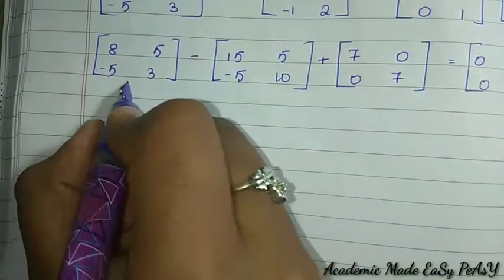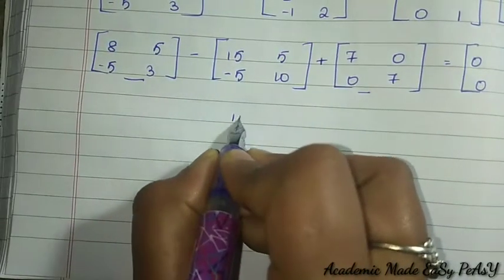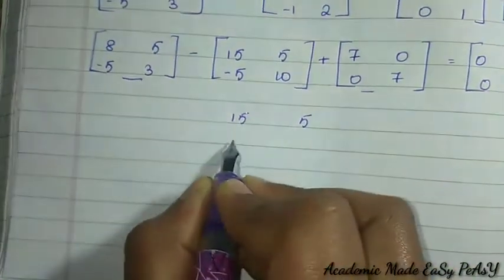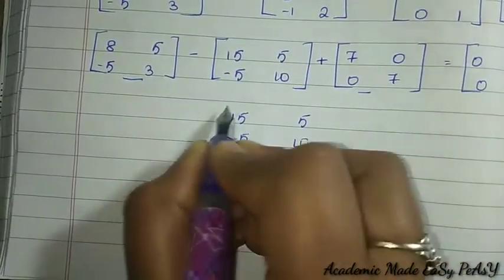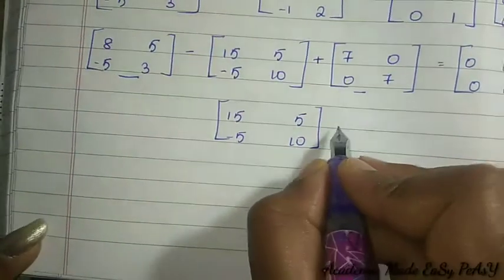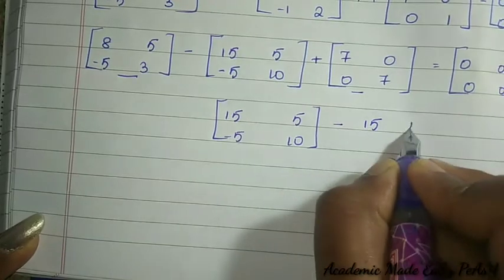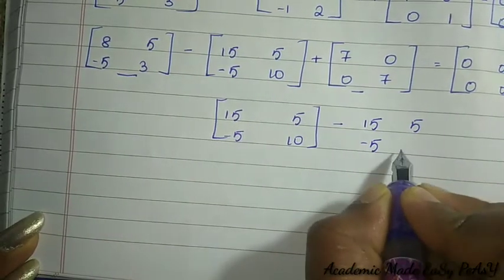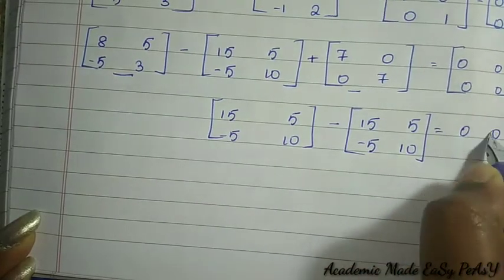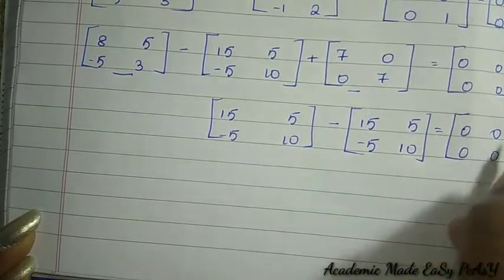So now I will be adding these two matrices, that is this matrix and this matrix. So 8 plus 7 is 15, 5, and here minus 5, 10. Minus 15, 5, minus 5, 10 is equal to 0, 0, 0, 0.